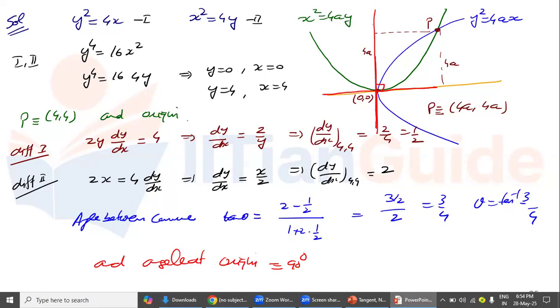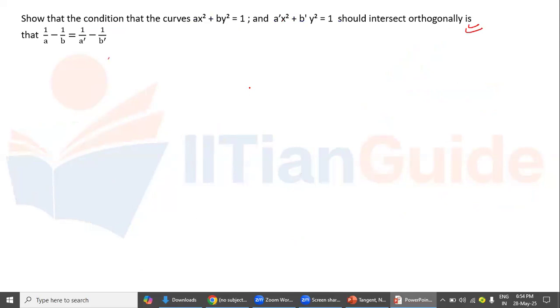Okay, let's move to this question. Show that the condition that the curves intersect orthogonally is as given.